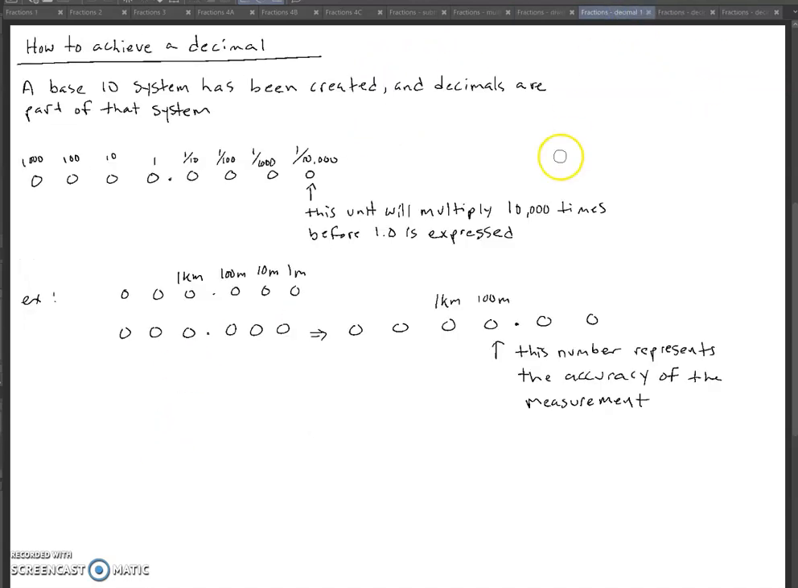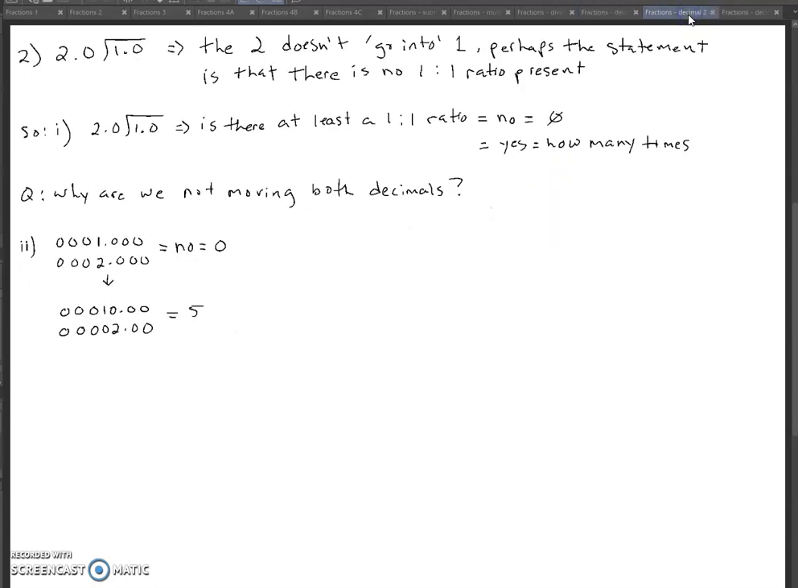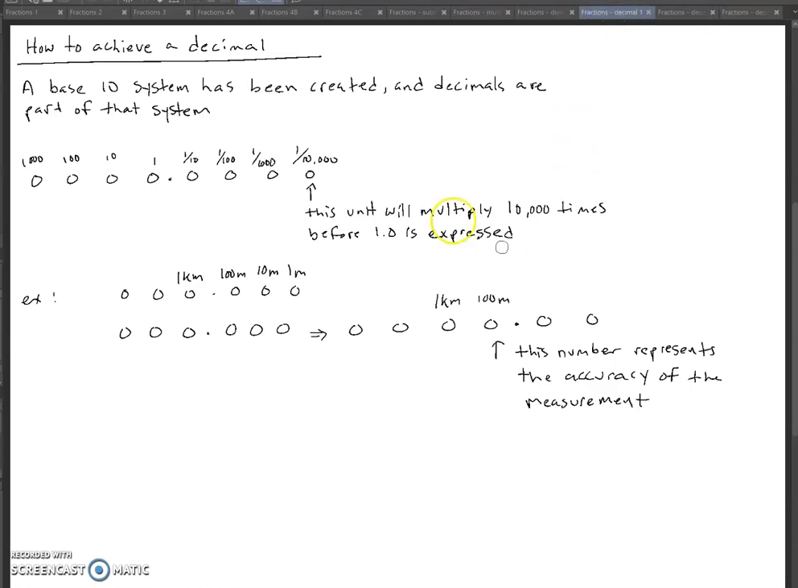So decimals. Now, we're going to move ahead to dividing decimals, or creating decimals. We have a base 10 system that's been created, and decimals are part of that system. So we have the thousands, hundreds, tens, units, 1/10, 1/100, 1/1,000, 1/10,000. So basically this unit, if we think of it in terms of an odometer or something like that, this unit will multiply 10,000 times before 1 is expressed.